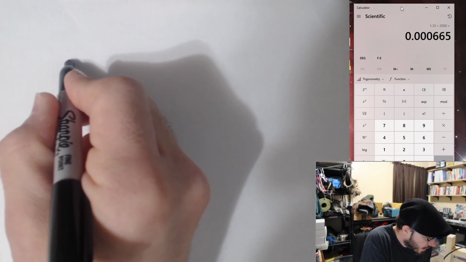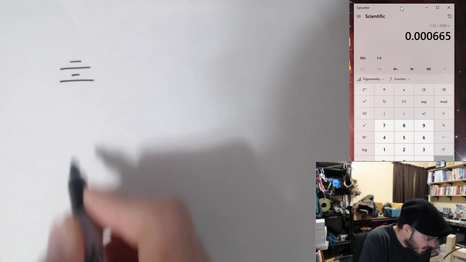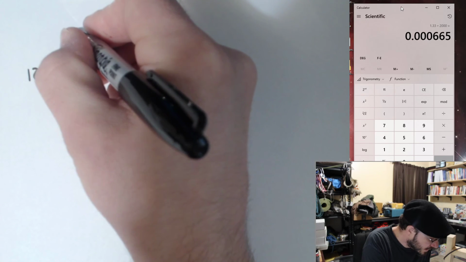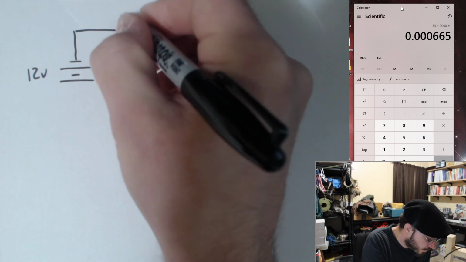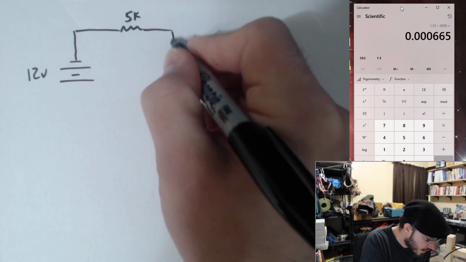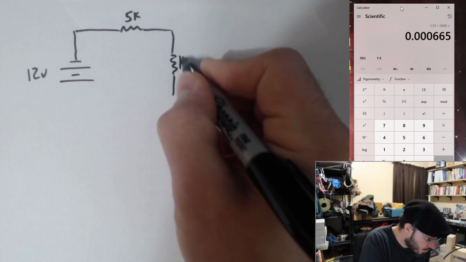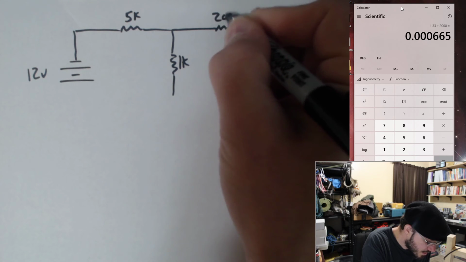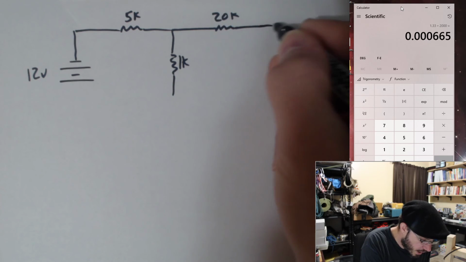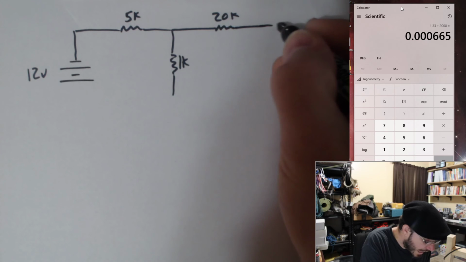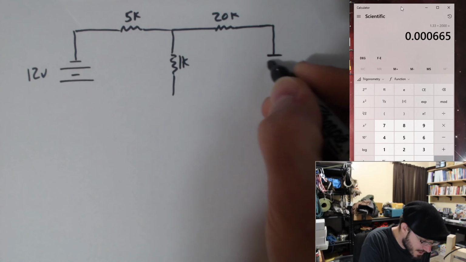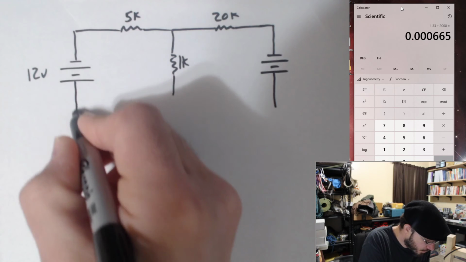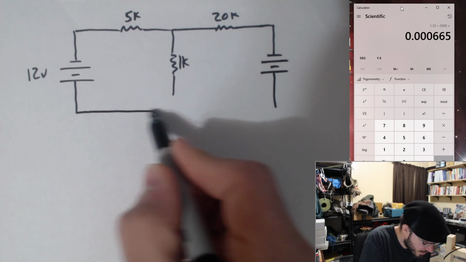So let's give ourselves a 12 volt source here. And let's give ourselves a 5K up here. Let's do a 1K over here and a 20K over here, followed by another one of these upside down voltage sources.